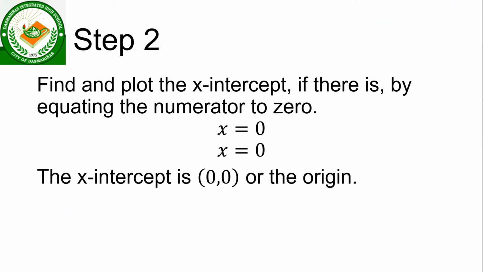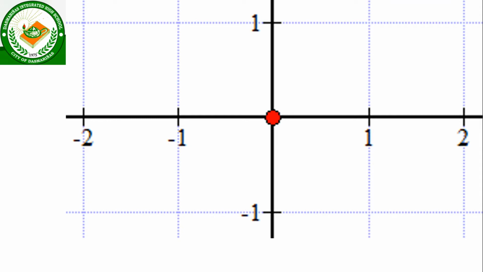For our step number 2, we have to find and plot the x-intercept, if there is, by equating the numerator to 0. Since the numerator is x, we equate it to 0, so we have x equals 0, and that will be the value of x when y is 0. So the x-intercept and the y-intercept are just the same. It is both on the origin. Plotting this x-intercept, we have this.